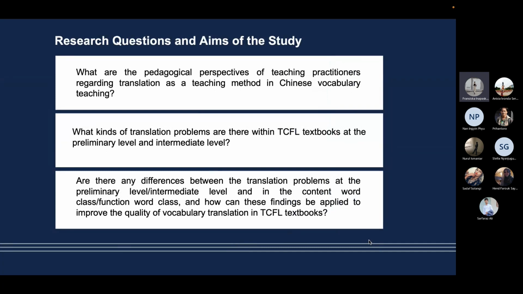There are three research questions. The first is, what are the pedagogical perspectives of teaching practitioners regarding translation as a teaching method in Chinese vocabulary teaching? Second, what kinds of translation problems are there within TCFL textbooks at the preliminary and intermediate levels? Third, are there any differences between the translation problems at the preliminary level or intermediate level, and in the content word class or function word class? And how can these findings be applied to improve the quality of vocabulary translation in TCFL textbooks?